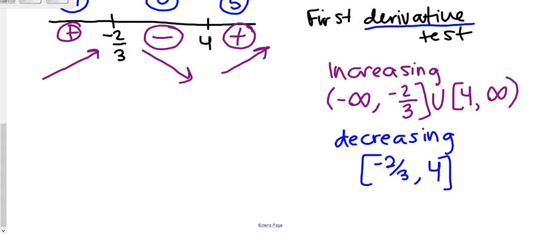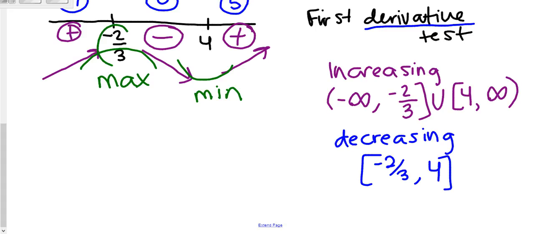We just need to identify where our maximums and minimums are happening. A maximum happens when our derivative changes from positive to negative, and a minimum happens where our derivative changes from a negative to a positive. We have both of these happening here. On this side, we have positive to negative. This would be a maximum. And on this side, we have negative to positive. This would be a minimum.